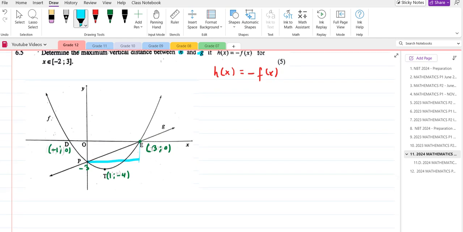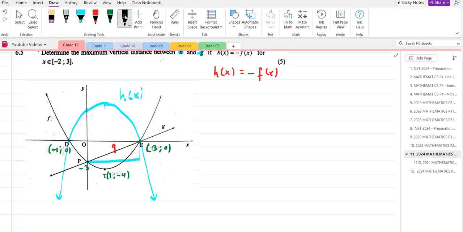So you have something like this. Remember, minus 3, 0 will become 3, 0. This point will not change because it's just reflecting on the x-axis. Obviously the turning point is somewhere around there, but we're not really interested in the turning point. So this is the graph, and I want to find the maximum vertical distance between h of x and g of x. There's h up and there's g here.